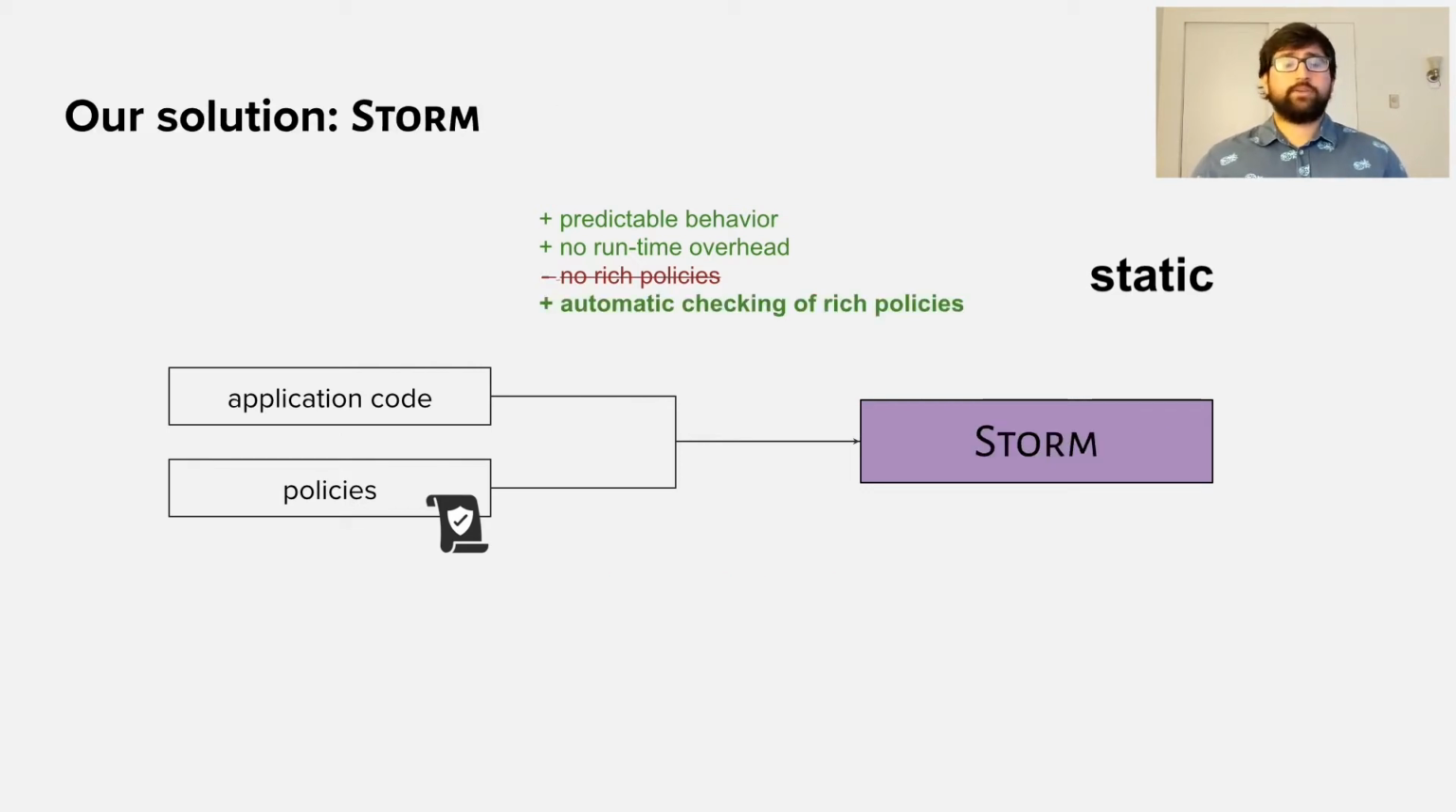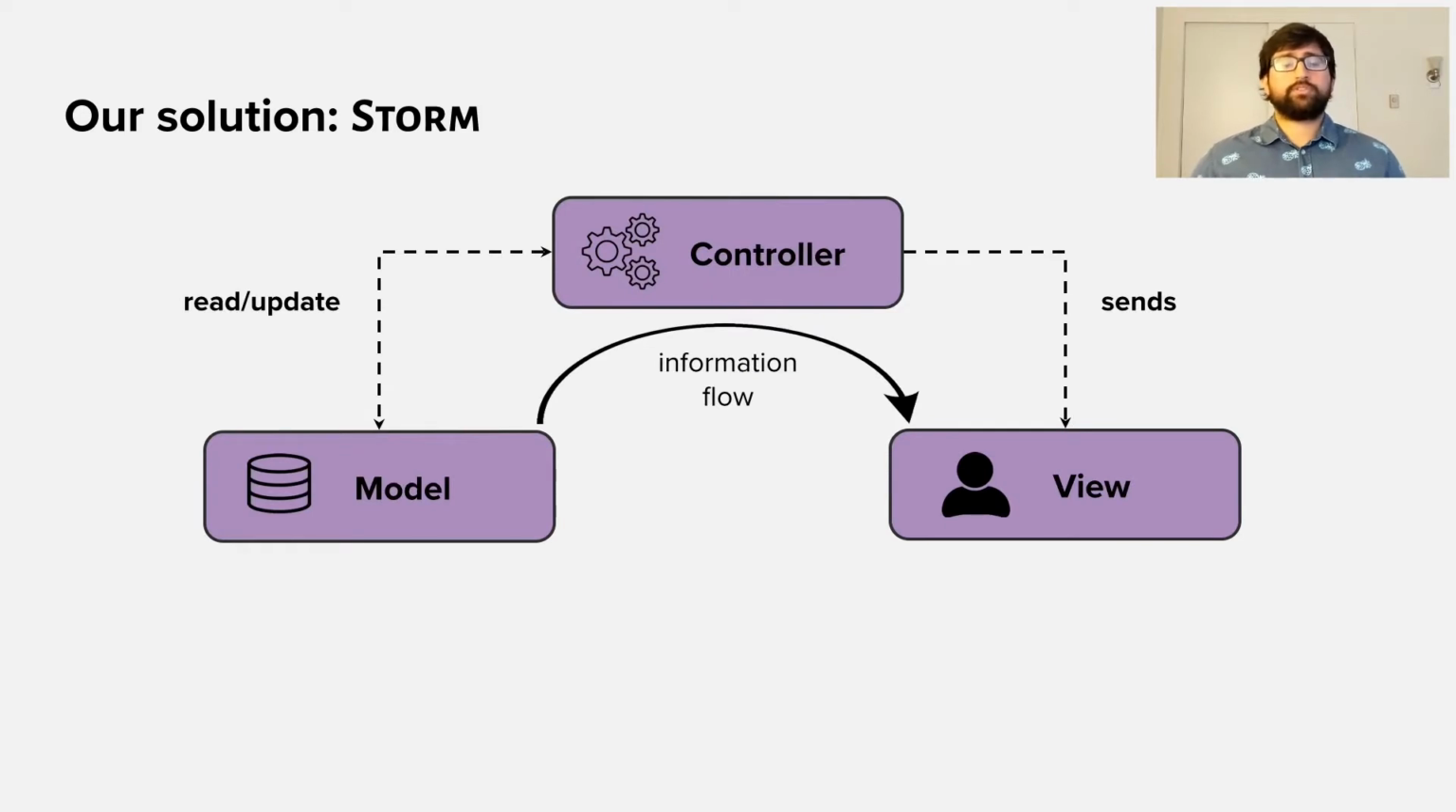Our solution is a new static IFC framework called Storm that, unlike previous static techniques, supports automatic checking of rich policies. Storm is loosely based on the model view controller architecture, allowing programmers to specify their policies alongside the model definition and then automatically verify that the information flow in the controller conforms to these policies.